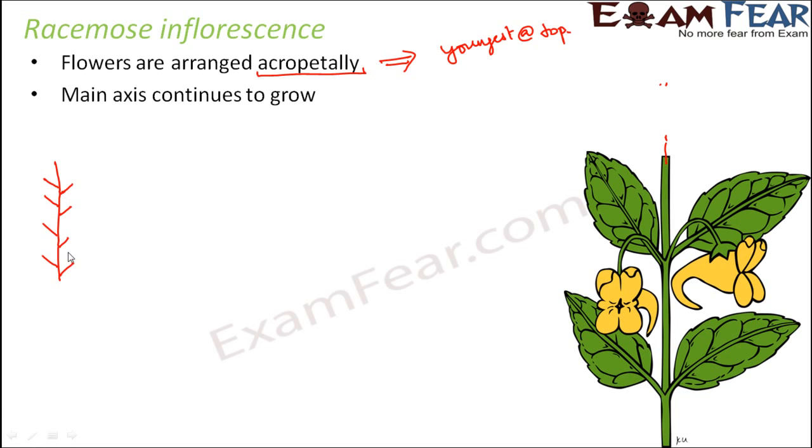That means this is the oldest, these are the newer ones. So the ones which are at the top are the newest flowers. This is one example of racemose inflorescence.